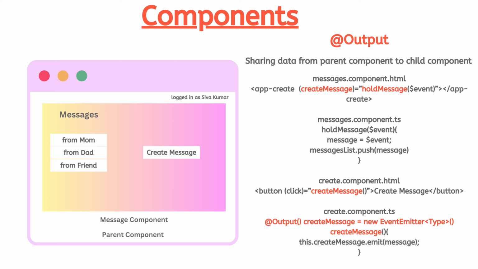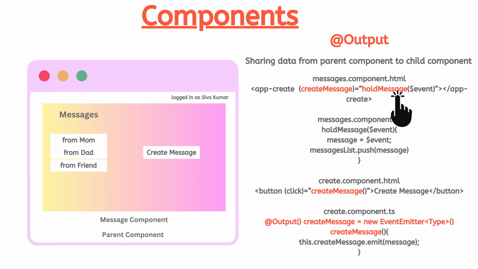This is how you can send the data from the child, but we need to write the code to hold that data that is passed from the child to the parent, right? For that, in message.component.ts, all we need to do is get hold of that event name, createMessage, and we need to use one more function which will hold that data within the message.component.ts file. So for that, we added a holdMessage, and it will get hold of the event, $event.